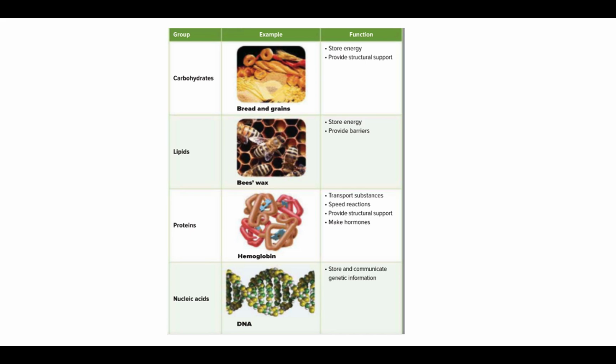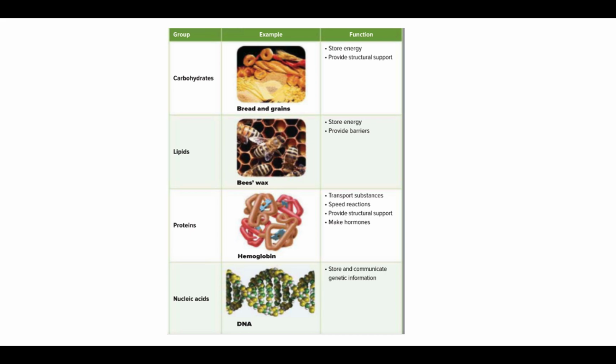All right, this is what they look like. So carbohydrates, I think some of you guys mentioned in class, bread. And the function would be to store energy as well as to provide structural support. Then we have lipids, for example, beeswax. They also store energy and provide barriers. So you know that fat is not water soluble, and so when you have a layer of lipid, that provides a layer of protection from water.